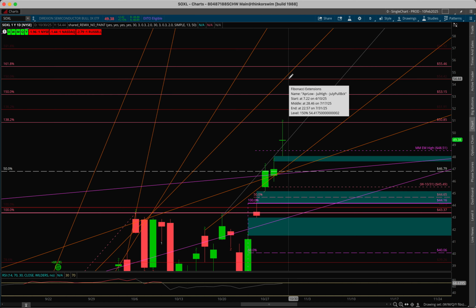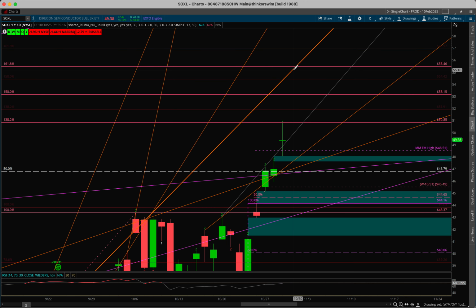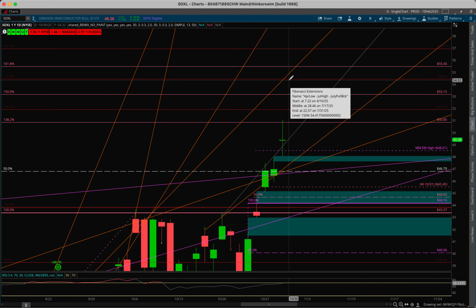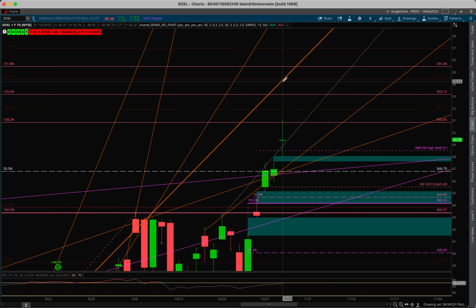We get up here to this 54.42 and we start running into this daily broadening formation. It would make sense if we were to turn around at that point. Again, not saying we're going to get there tomorrow, but if by the end of the week we get there, it wouldn't surprise me if maybe Monday we get some pullback at that point.